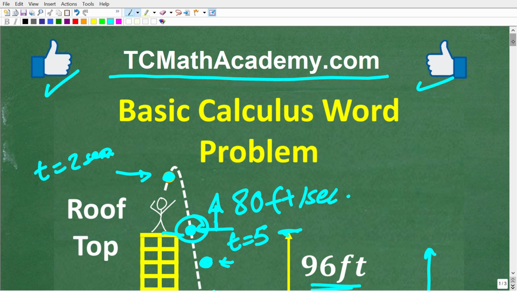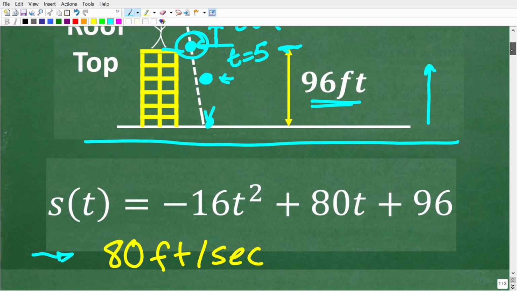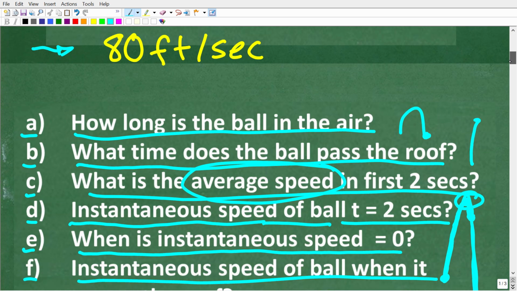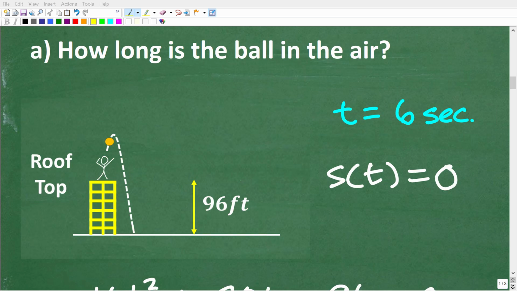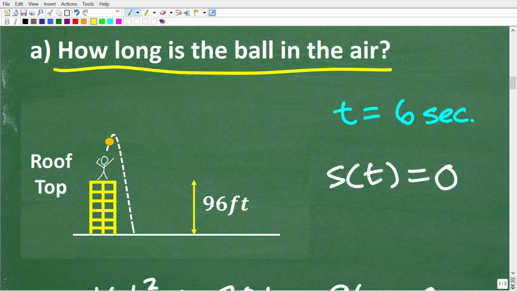Okay, so once again, here is our problem. There is the function, and here are all the questions we want to answer. Let's go ahead and start with question A. How long is the ball in the air? Once again, this is our question A. And remember, the ball is starting its flight at the top of the roof, and of course, that's 96 feet high.